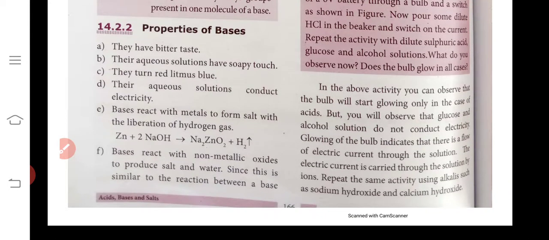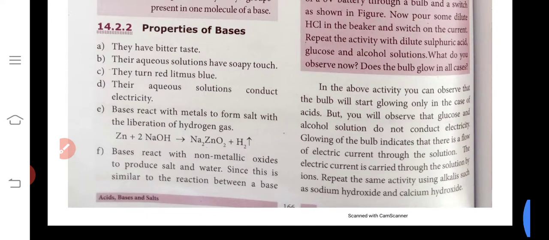Next, properties of bases. Bases have a bitter taste. If you touch bases, they feel soapy. They turn red litmus blue. The aqueous solutions conduct electricity, and bases react with metals to form salt with liberation of hydrogen gas.